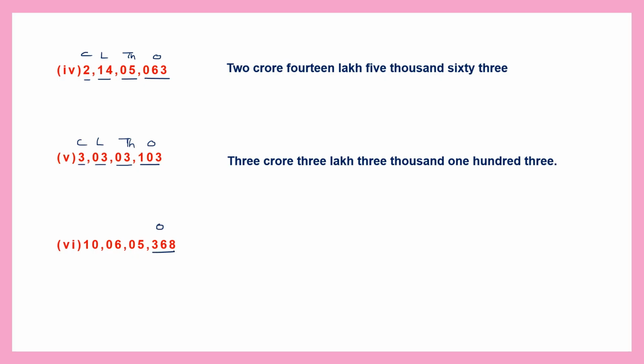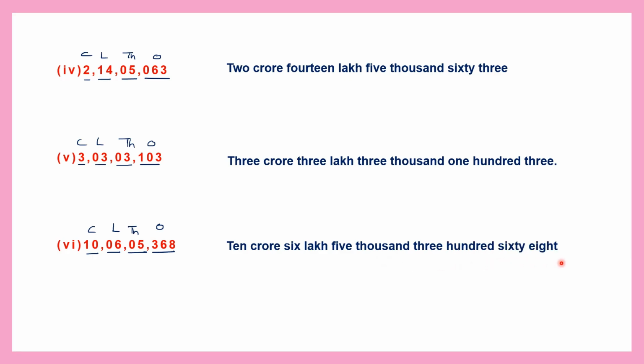The next one, ones, tens, and hundreds. In the ones period, thousands, 10,000s in the thousands period, lakh, 10 lakh in the lakhs period, crore, 10 crore in the crores period. So let's read this. 10 crore. And in the lakhs period we have only 6, so that is 6 lakh. Thousands period only 5, so 5,368. So that is 10 crore 6 lakh 5,368.